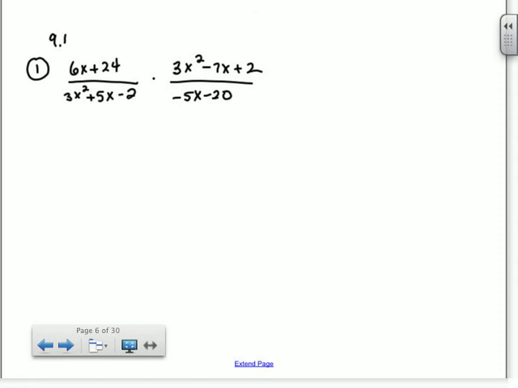All right, so if you remember, when we're multiplying these rational expressions, we need to factor as much as possible. So I'm going to factor the 6x plus 24. It's going to factor by pulling the 6 out. So you have 6 times the quantity of x plus 4.